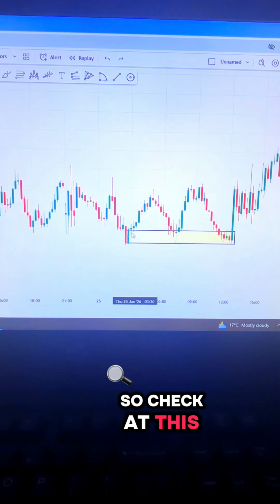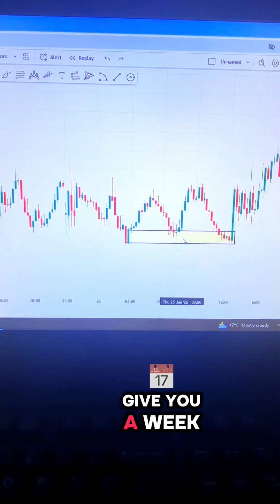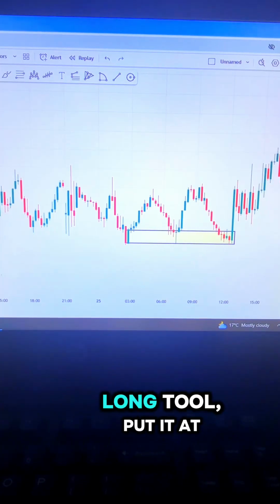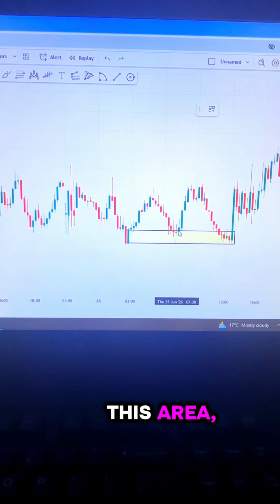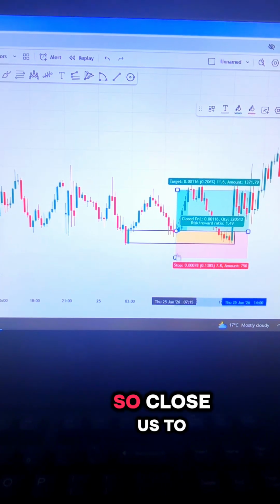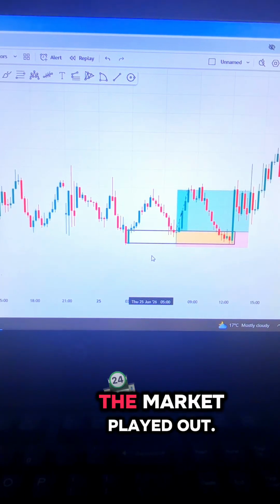So check this demand zone. Wait for the market to tap again into this area, give you a wick and also a confirmation candle, and you take your entries. So we take our long tool, put it at this area, and target the previous swing high, which is at this zone. Stop loss has to be slightly below the demand. Good, the market played out.